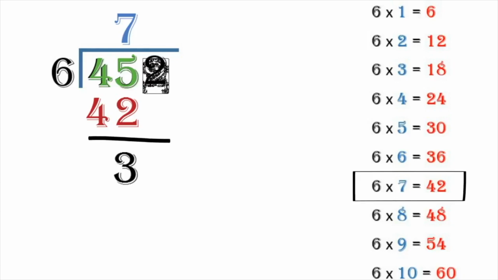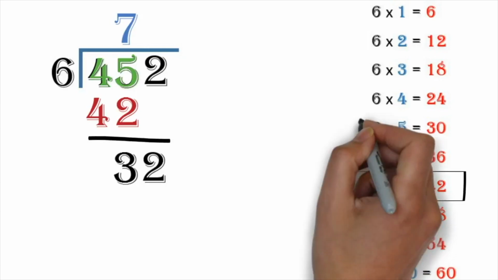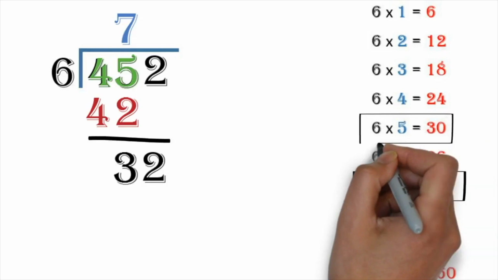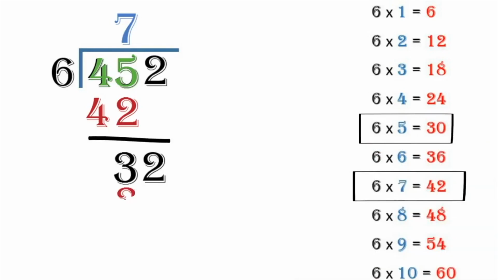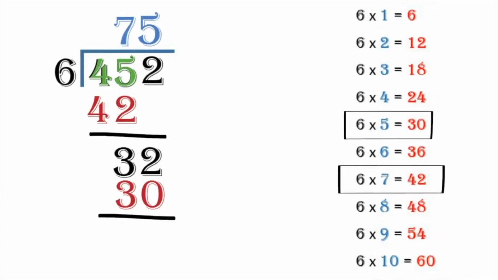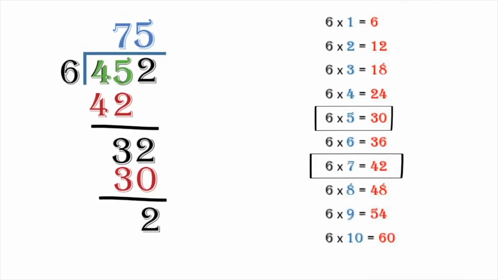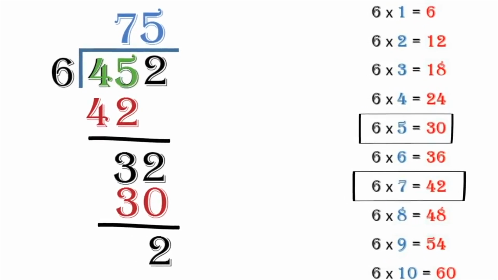We drop the next number, which is 2, giving us 32 to work with. The closest number to 32 is 30 from the table. So we have our 30 here and the 5 up here. We can now subtract the 30 from 32 to get a remainder of 2. So our final answer is 75, remainder 2.